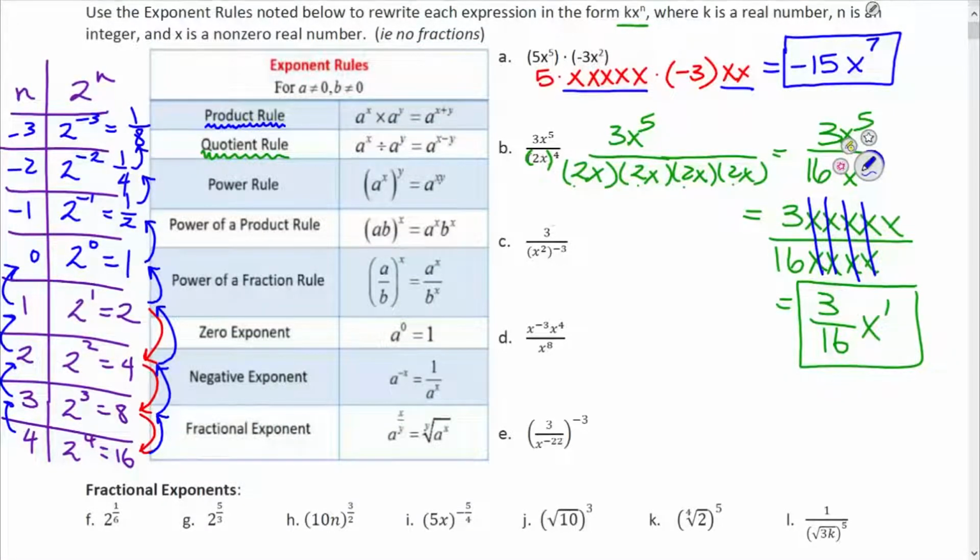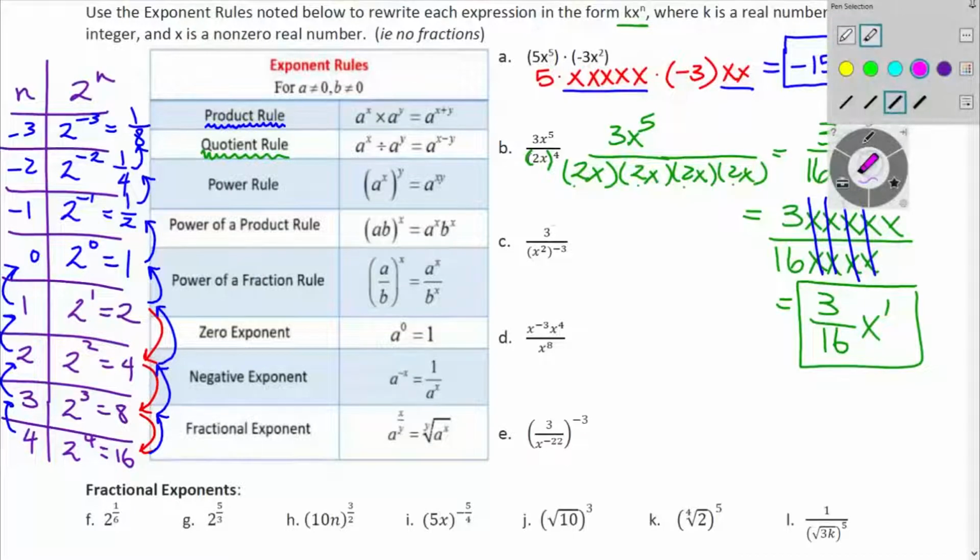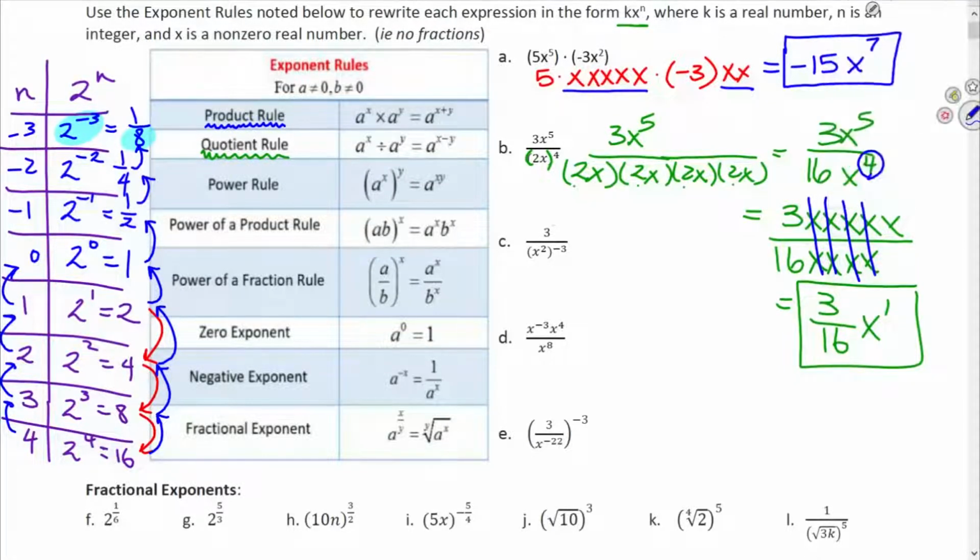Okay, and notice that I have right here that 2 to the negative 3rd is equal to 1/8, which equals 1 over 2 to the third power. Is that you can change the sign of the exponent by changing which side of the division bar we're on.